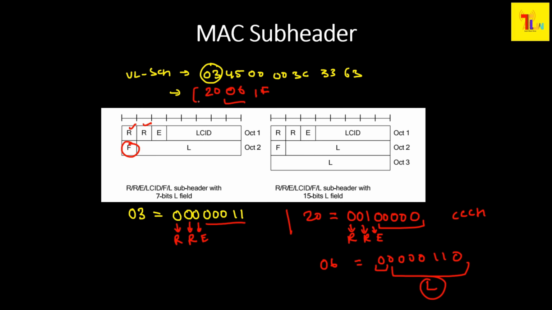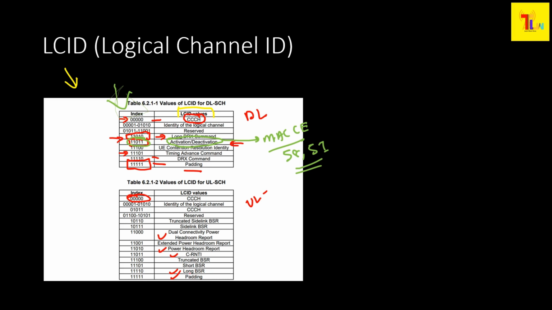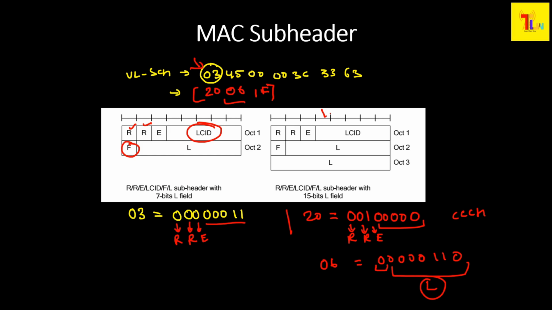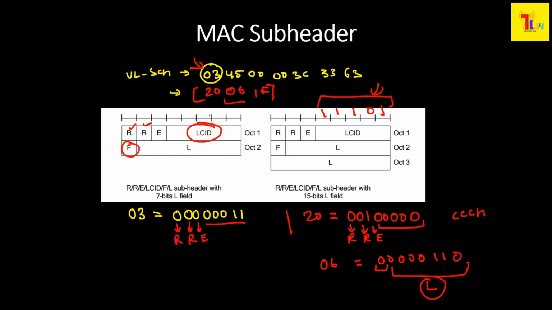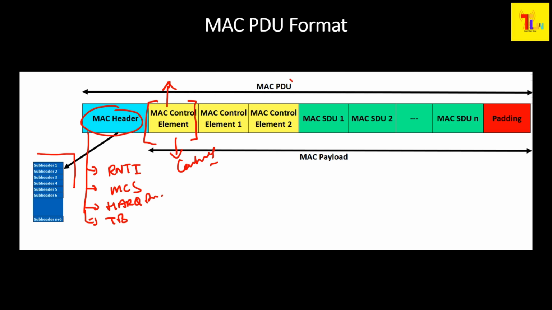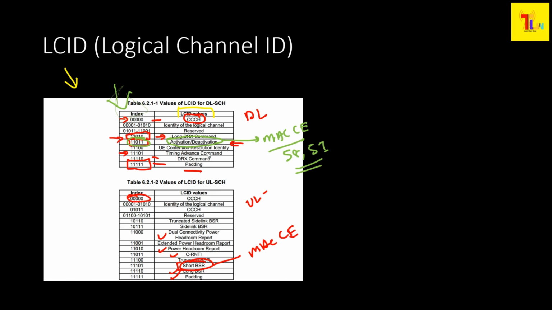You understood how exactly we are going to read this data? This is the example we can take. With this LCID we are able to understand what this subheader is for. For example, suppose the LCID is 11101. You can understand that this subheader is for short BSR, the short BSR MAC control element. This will be activated for that bit, and we can understand which subheaders and MAC control elements are mapped in the MAC PDUs. Understood?